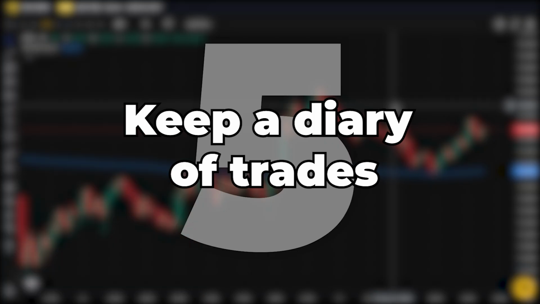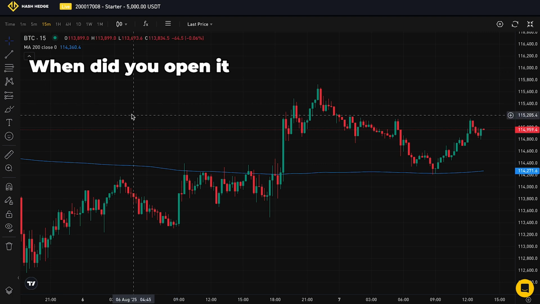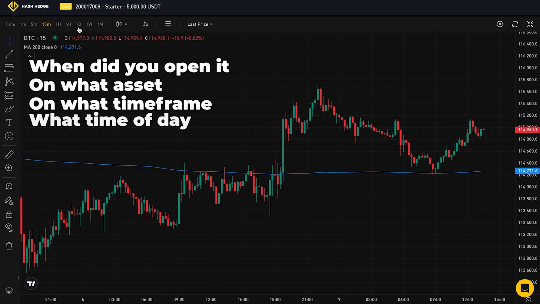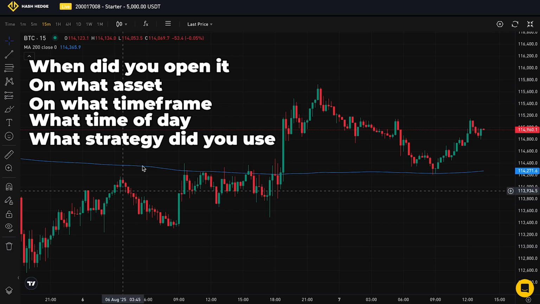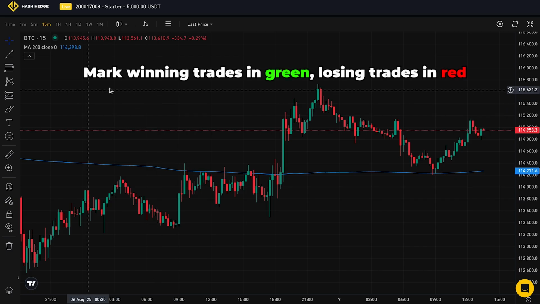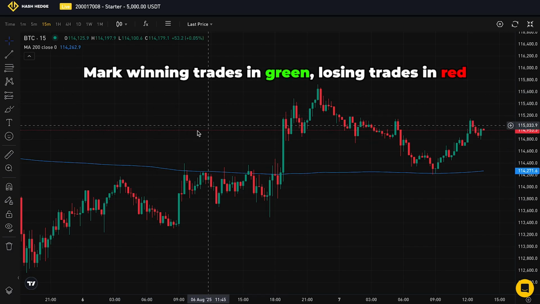And the fifth rule, a very important one, is to keep a diary of trades. You can simply keep a record of your transactions in a regular Excel file. That is, when did you open it? On what asset? On what time frame? At what time of day? What strategy did you use? Did the deal come out in the plus side or not? If the deal was in the plus, the line can be marked in green. If it was in the minus, then red.